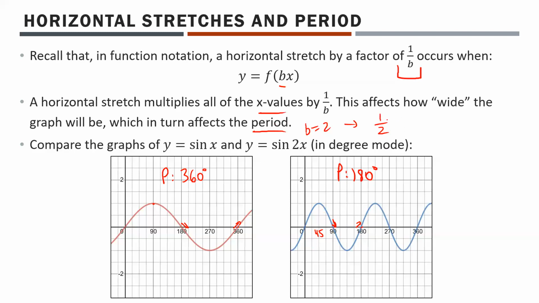Long story short, to make this as simple as possible, your period is just going to be multiplied by whatever your horizontal stretch is, not by your b value. It'll be multiplied by 1/b, right? Just like all your x values would be. So again, the original period of a normal sine or cosine function is 360 degrees or 2 pi. You just need to multiply that by your horizontal stretch to find the new period.